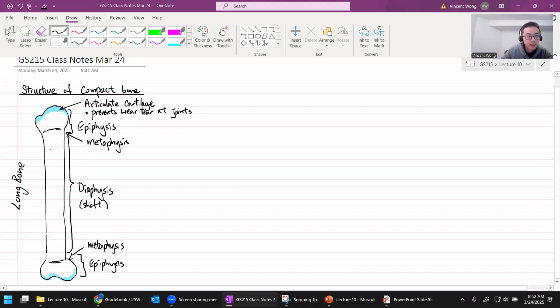Now I'm gonna see through the bones a little bit. In the middle, it's a hollow structure. We call that the medullary canal. Remember, medulla is the inside of structures, like the renal medulla and the adrenal medulla. So this is the inside of the bone, the medullary canal. This is where you're gonna have the bone marrow.